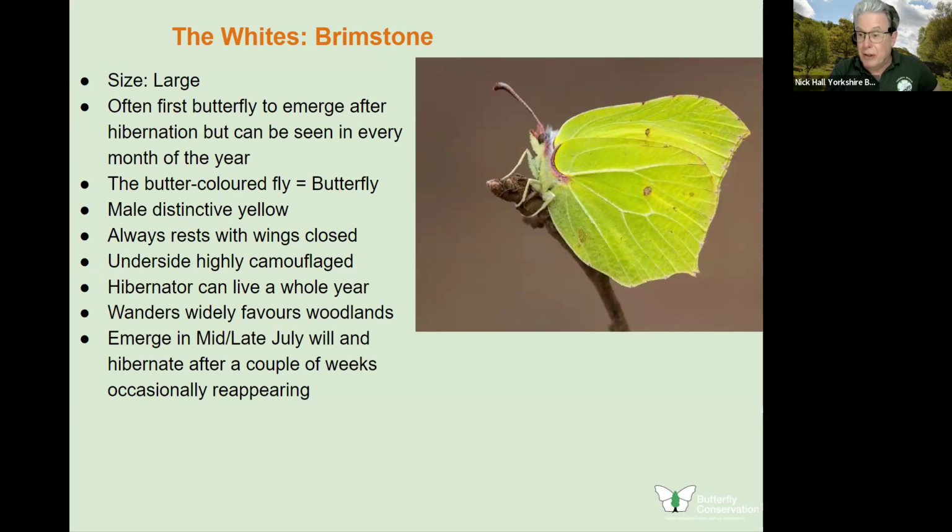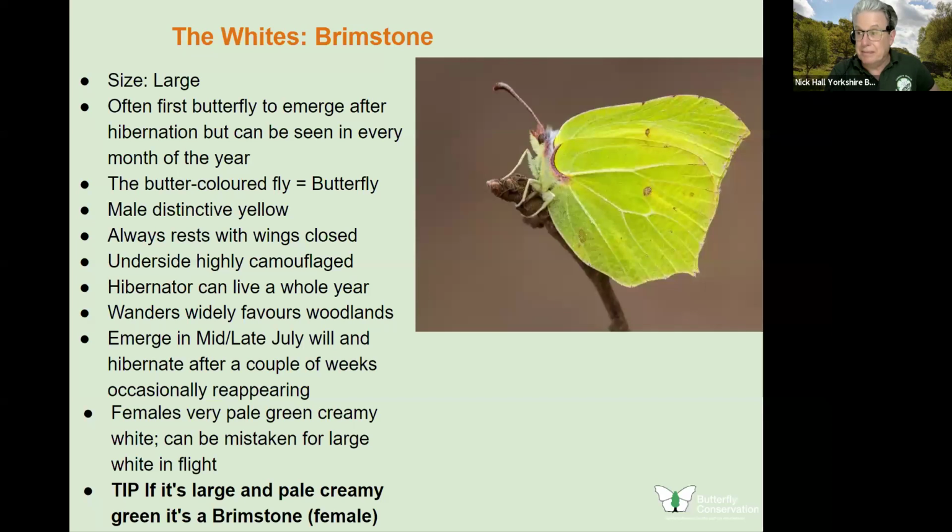So they emerge from their pupa in mid to late July and will usually hibernate after a couple of weeks. So they will be feeding up in that period. And then they will occasionally reappear. It depends on the weather. Nobody really knows what causes them to reappear, but they will reappear in the autumn, sometimes in good numbers, but it's very variable. The fact you see none in September and October doesn't mean they're dead or gone away. They're just hibernating.